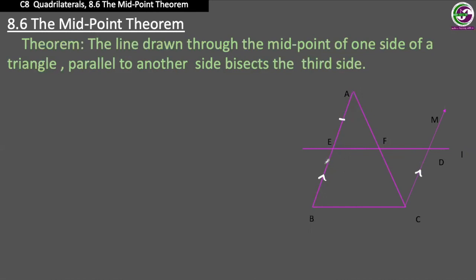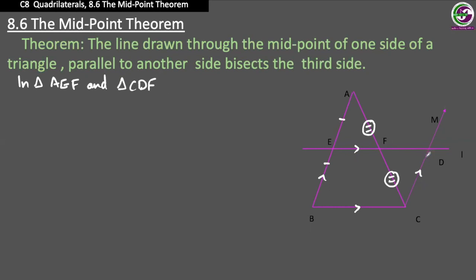AE is equal to EB because E is the midpoint. And these two lines are parallel is given to us. Now what we have to prove is AF is equal to FC. This is to be proved. Once again, let us consider the triangle AEF and CDF.